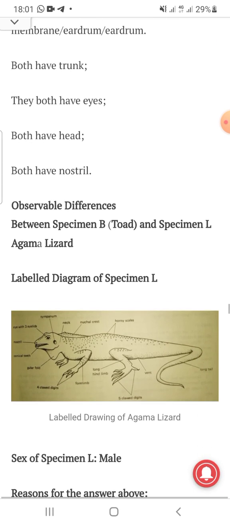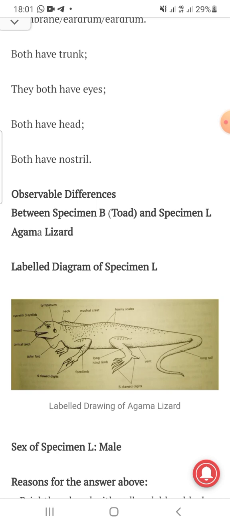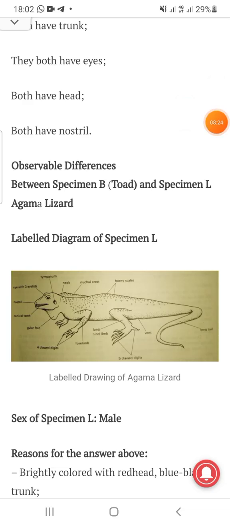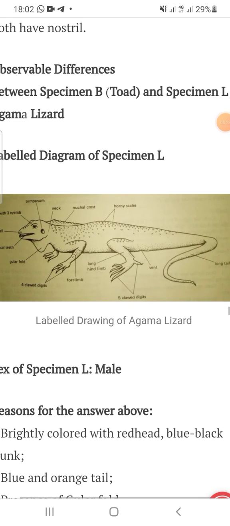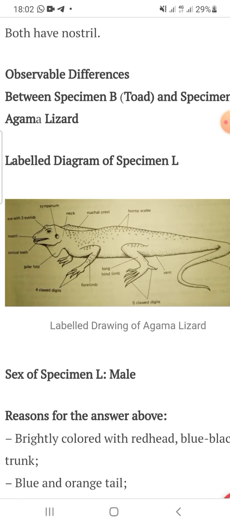Let's look at the observable differences between specimen B, which is toad, and specimen L, which is agama lizard. Okay, this is a labeled diagram of specimen L, which is an agama lizard.